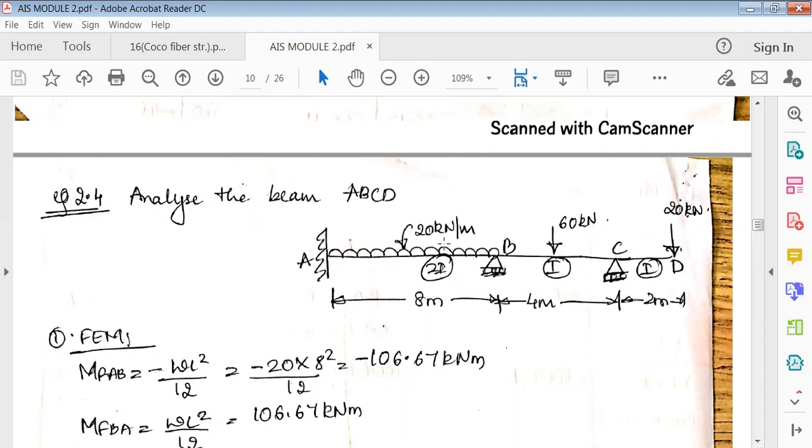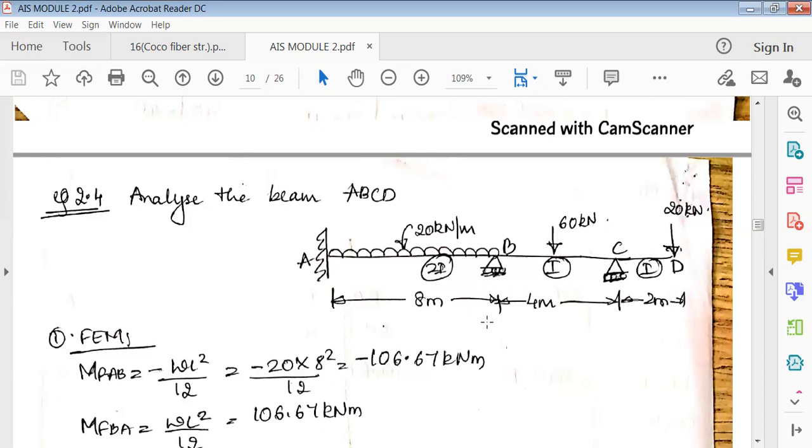AB has a UDL of 20 kilonewton per meter, and at BC there is a point load of 60 kilonewton, and CD is an overhang. At that overhang, at D, there is a 20 kilonewton load acting. The I value for AB is 2I, for BC it is I, and for CD it is only I.